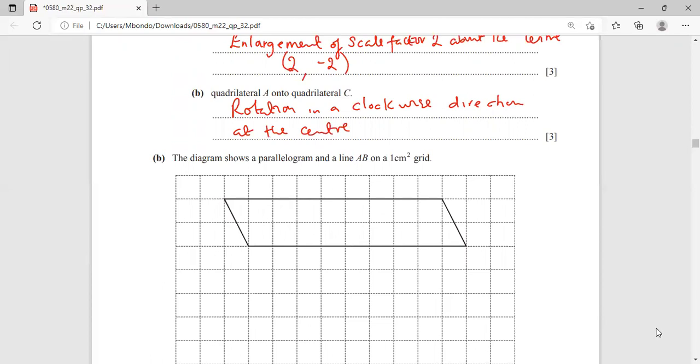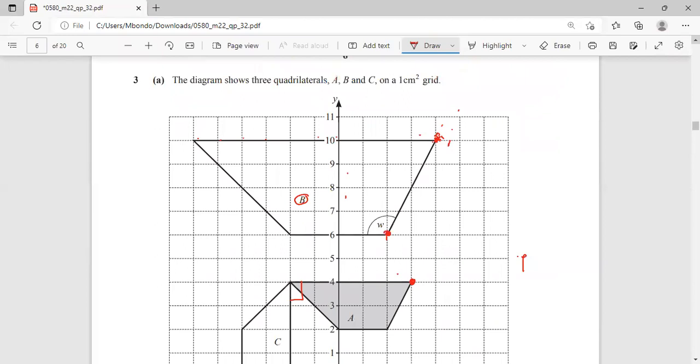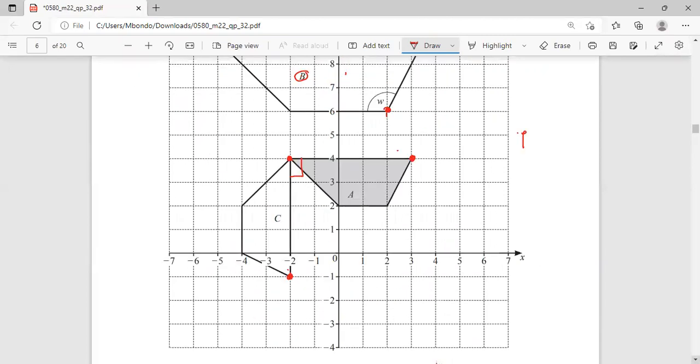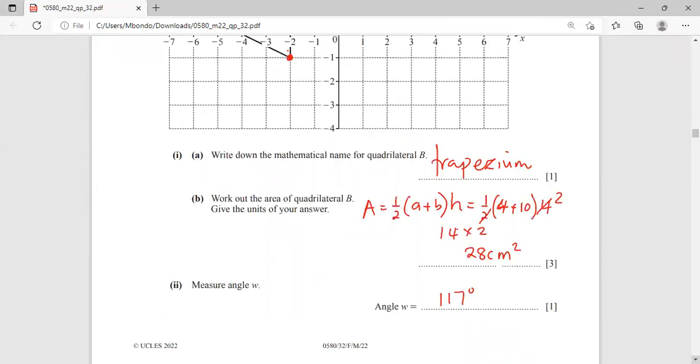What is the center of rotation here? What are the coordinates of this point, which is the center of rotation? (-2, 4).